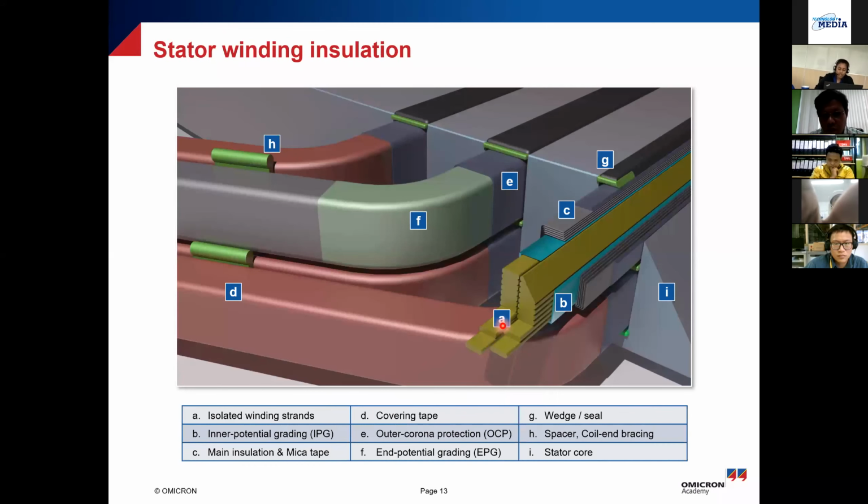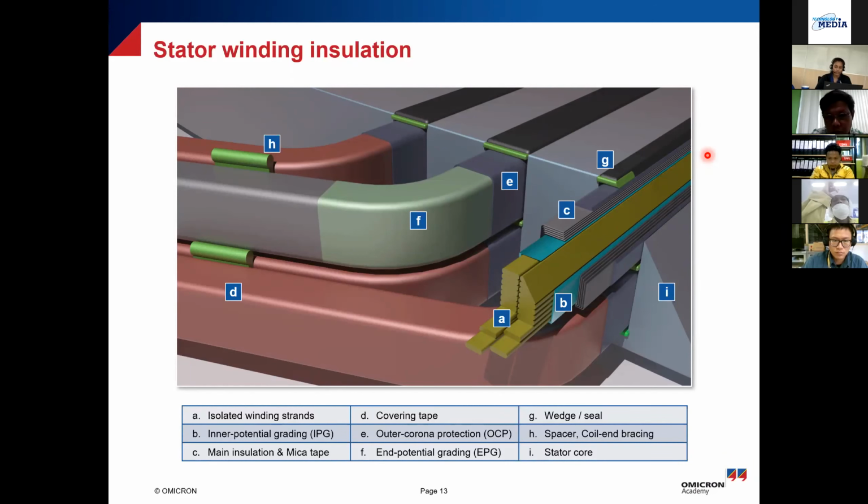Internally, if we see the insulation construction, again, this is the core. You can see in the slot there are two windings, and one is constructed of, let's say, these individual strands, and all strands are isolated from each other. So there's an insulation around each strand, and over it, you can see here there are markings. Over it there is inner potential grading, and over it there is main insulation, mica tape layers, and then all along this slot, there will be outer corona protection. The idea behind it is that every insulation in the layers I talked about has a purpose.